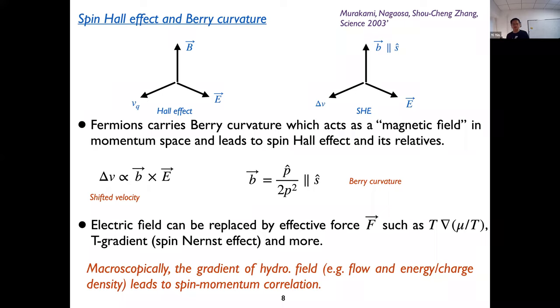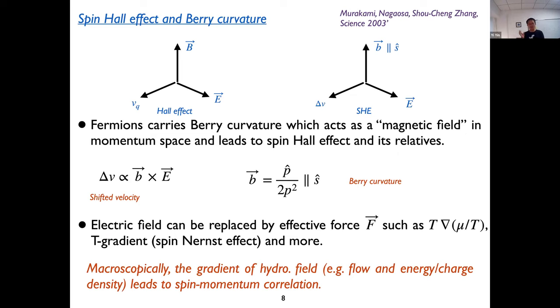Also, we should recall that for the fermions, the direction of the spin is a slave to the direction of its momentum or the Berry curvatures. So this figure exactly shows the configuration of the spin Hall effect. And this also demonstrates that the spin Hall effect is closely related to the Berry curvatures of the fermions.